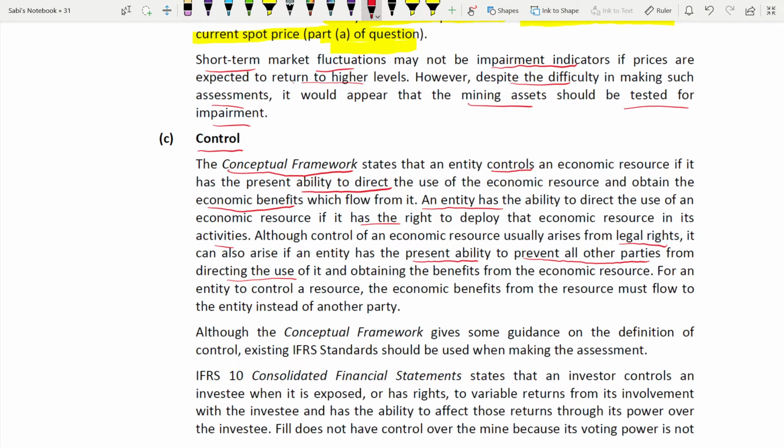What does it mean? That means control means you can stop other parties from obtaining the benefit as well as from directing the use. That means they cannot have a say over it. You are the one who is going to have the influence. You are going to have the say over it. If you say use it like this, they have to use it like that. They cannot use it according to their wish. You are preventing the other parties. That means you have the control. And also they cannot have the benefit. You are stopping them from having benefit as well as the say over how to use it. So for an entity to control a resource, the economic benefits from the resource must flow to the entity instead of another party. That benefit should go to you, not to another party, by having the control of that resource.